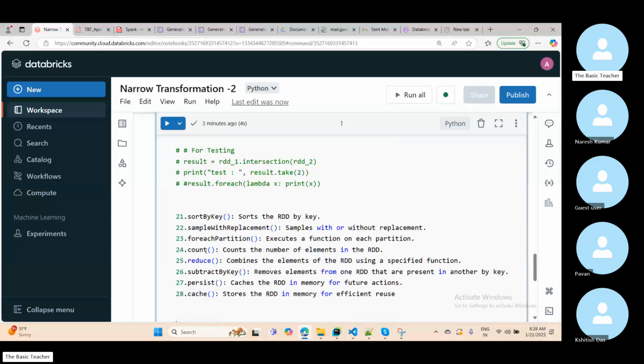Then you have sortByKey, which is to sort the RDDs by key. Whenever you are printing the output as of now, this is not sorted. If you have some key-value pairs and you want to do the sorting, you can use sortByKey. And then sample with replacement. This is similar to sample only. Yesterday we discussed it already.